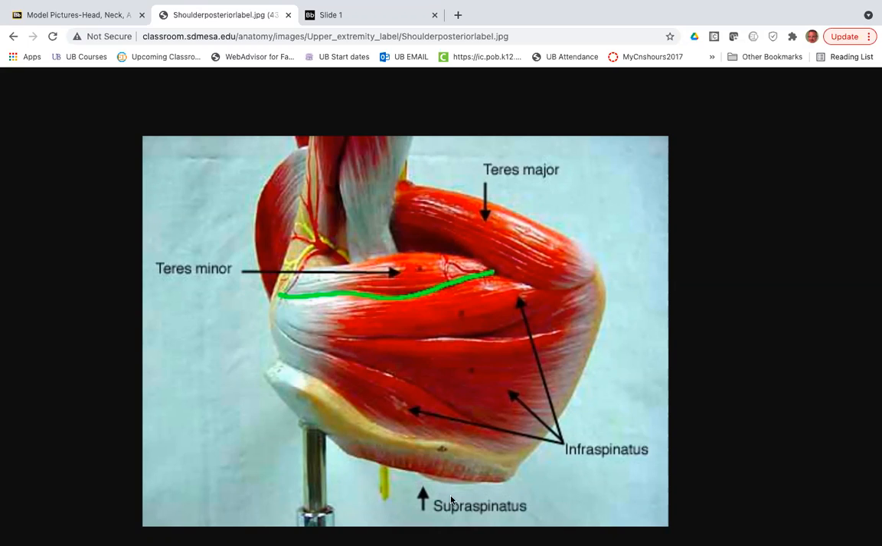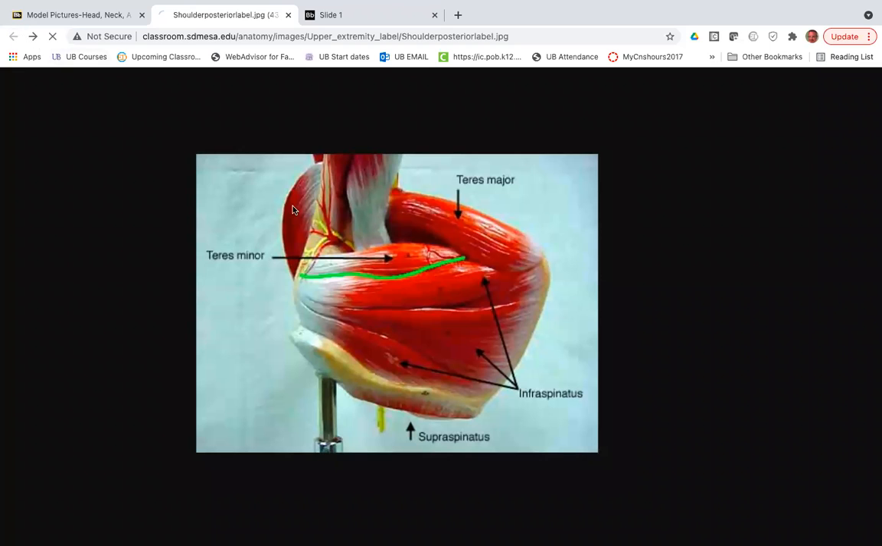Okay, so let's summarize. We got supraspinatus, infraspinatus, Teres Minor. Those are three of the four rotator cuff muscles. All three of them share a common insertion. The common insertion site is on the greater tubercle of the humerus. Between Teres Minor and Teres Major, there's a muscle that gets sandwiched between the two bellies of those muscles, and that's the long head of the triceps brachii. Okay.